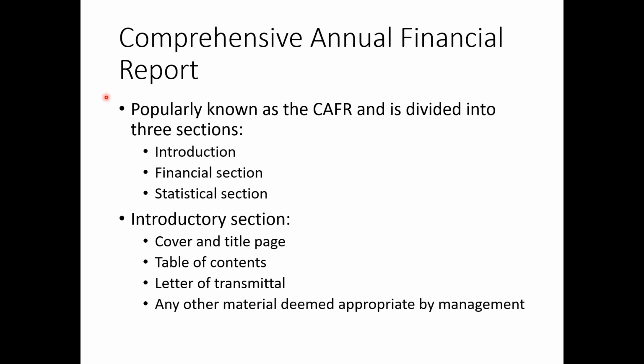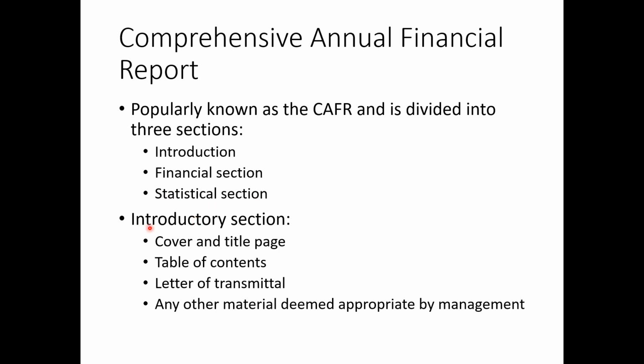Okay, comprehensive annual financial report. This is what we are going to, right? We prepare everything just for this report. This is also known as a CAFR. This report is divided into 3 sections, basically. You have the introduction, the financial section, and the statistical section.